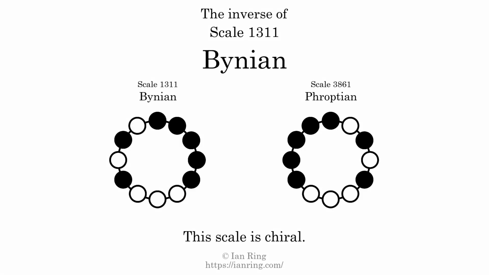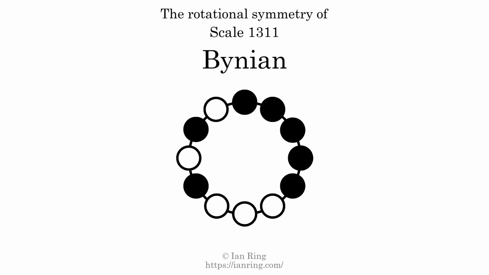The inverse of a scale is a mirror image. It is what you get when the sequence of intervals is reversed. The inverse of this scale is scale 3861, also known as froption. This scale is chiral. It cannot transform into its inverse by rotational transformation. This scale has no rotational symmetry.